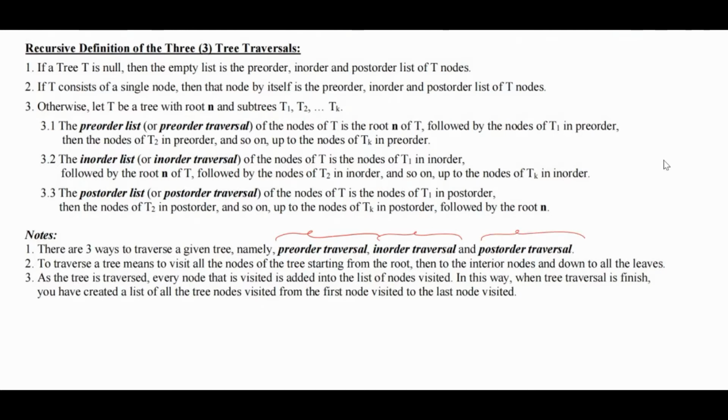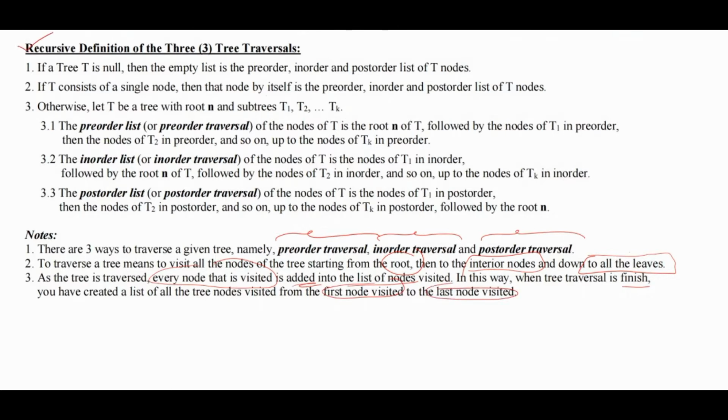To traverse a tree means to visit all the nodes of the tree, starting from the root of the tree, then down to the interior nodes, and lastly down to all the leaves of the tree. As the tree is traversed, every node that is visited is added into the list of nodes visited. In this way, when the tree traversal is finished, you have created a list of all the tree nodes visited from the first node visited to the last node visited.